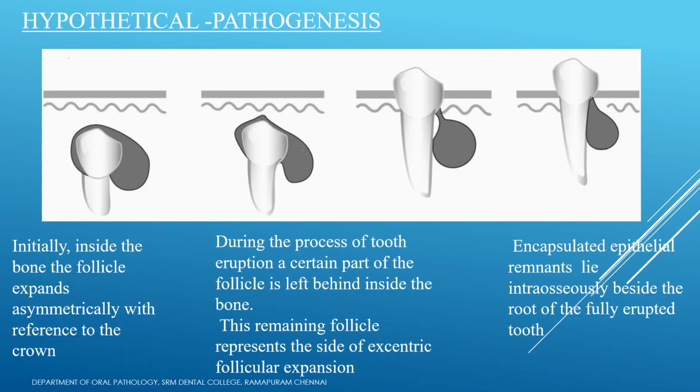There is also a hypothetical pathogenesis, which shows that initially inside the bone the follicle expands asymmetrically with reference to the crown. Then later on, during the process of tooth eruption, a certain part of the follicle is alone left behind inside the bone. This remaining follicle represents the site of eccentric follicular expansion. Then finally, the encapsulated epithelial remnants lie intraosseously behind the root of the fully erupted tooth.